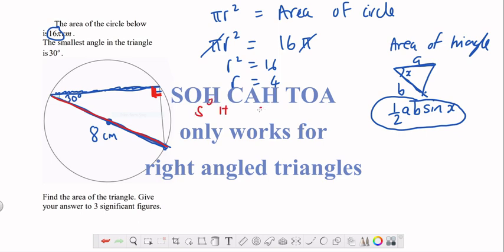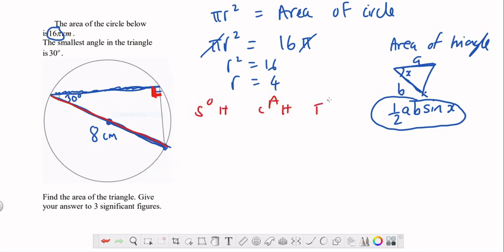So SOHCAHTOA, which one I'll need, I don't know yet, but I'm going to find out. What I need to do now is label the sides of this triangle. The longest side is hypotenuse. The longest side is always opposite the right angle. That leaves me with opposite. Opposite side is always opposite the angle that I'm going to use in my calculation. And there's only one word left, adjacent.